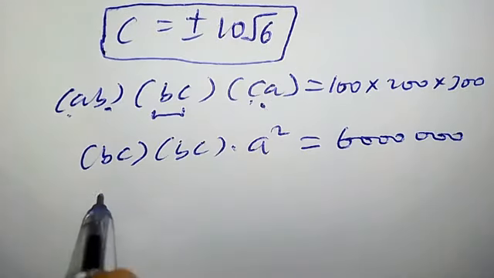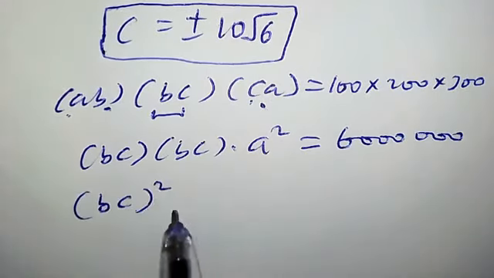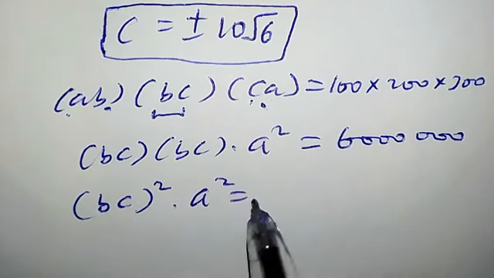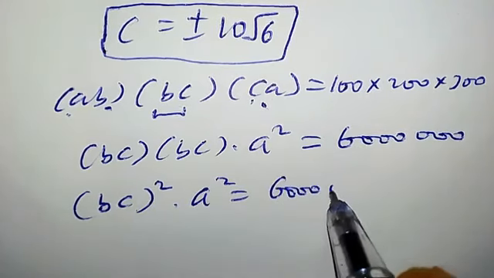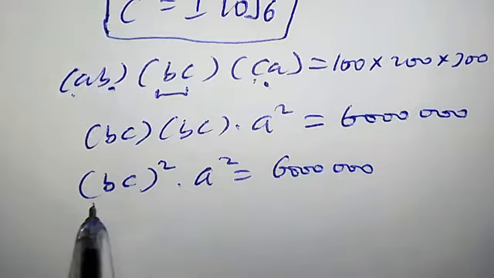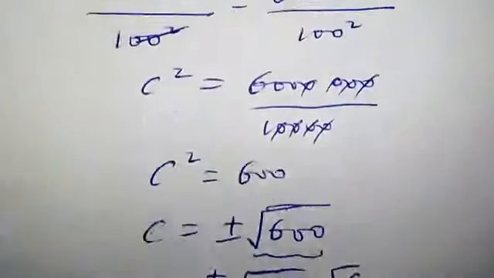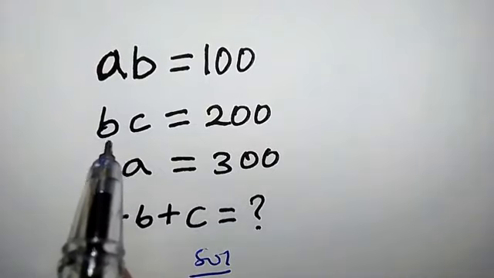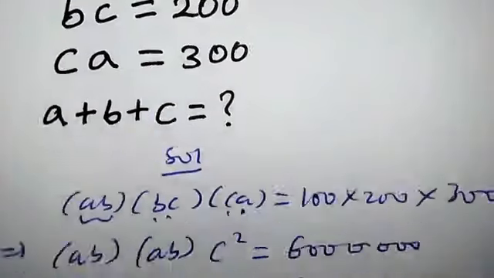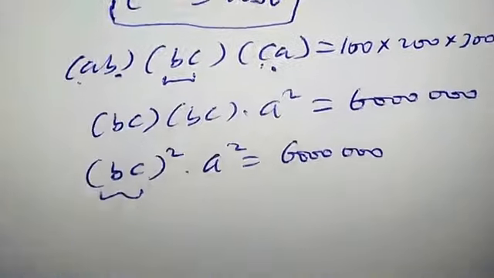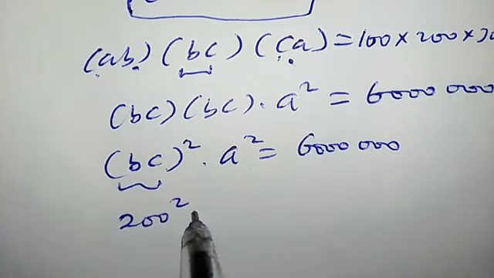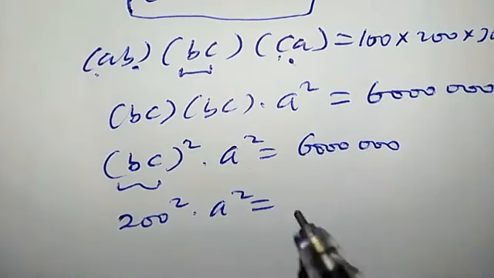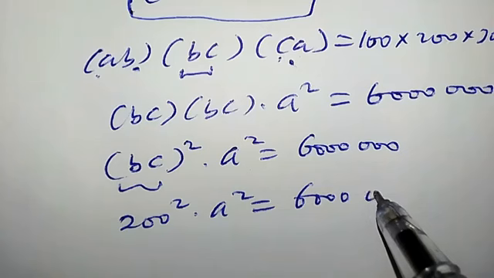BC times BC, that is simply BC all square times A square equal to 6 million. But what is BC? Let me show you. That's the second equation. BC equals 200. So let's plug in that. So we have 200 square times A square equals 6 million.